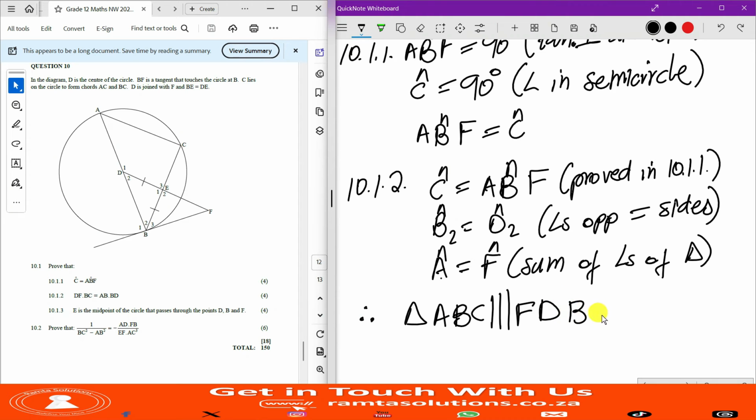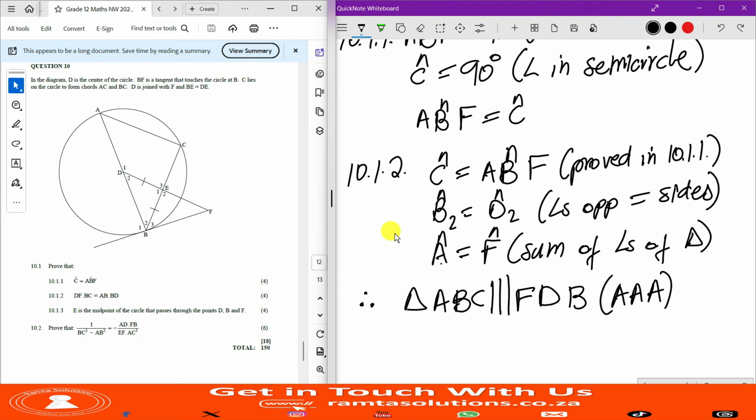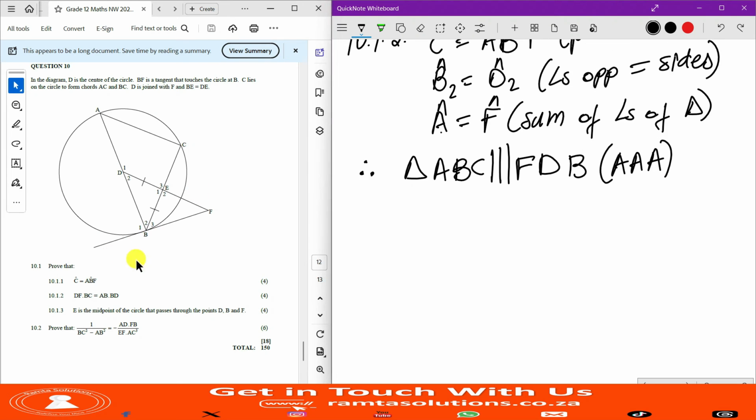Right? So FDB. What's the reason? We use that corresponding angles are equal. As you can see, we have DF, FC, AB. So let's begin with BC. BC corresponds with what? BC corresponds with, as you can see, DB.